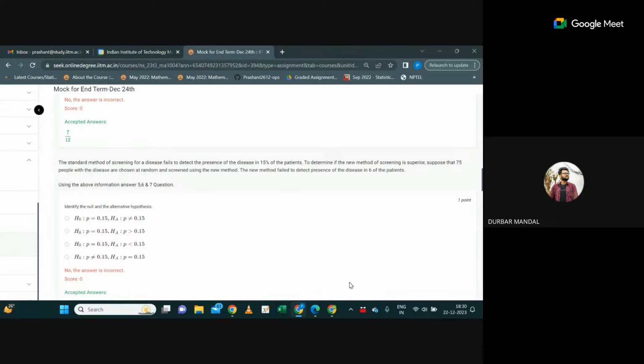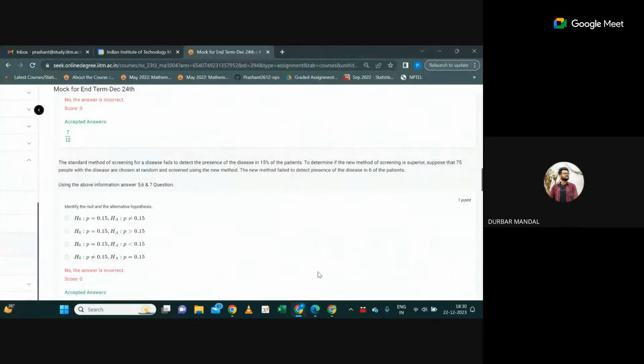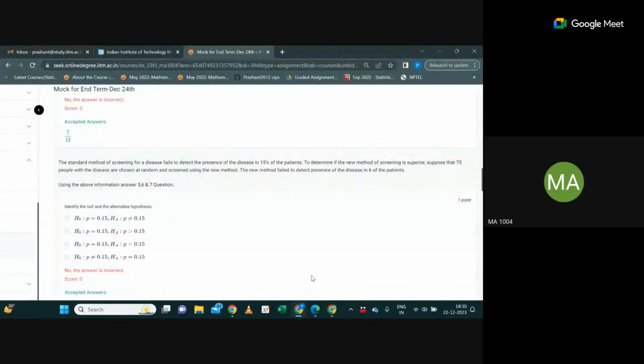The alternate should be p greater than 0.10, I guess. Why? Sir, because if your claim is too low, then we are testing whether the true value is above 0.10. We want the claim to be more than 10%. Correct. That is what I was trying to say.